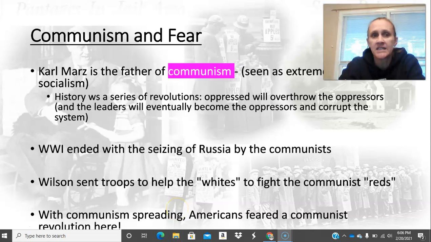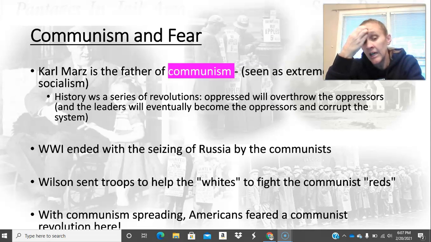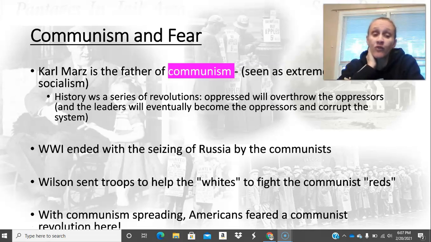So red is kind of associated with communism at this time in this country. And with communism starting to spread this idea of equality for all, and ensuring the control of the means of production, Americans feared that there would be a communist revolution here. With the increase in literature being spread around the globe, people had read lots of things. They had seen lots of things happen in other nations, and they were afraid that communism would spread here in the United States.